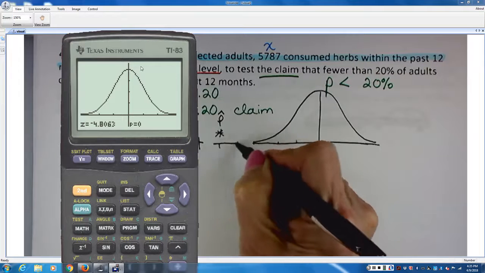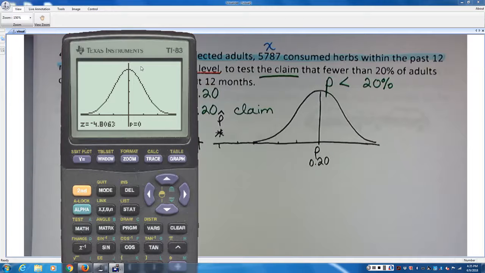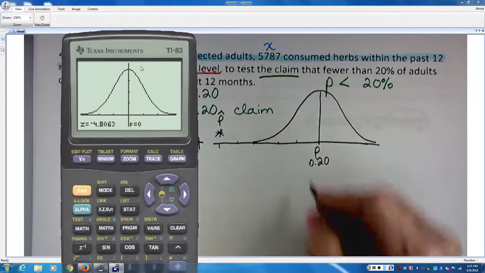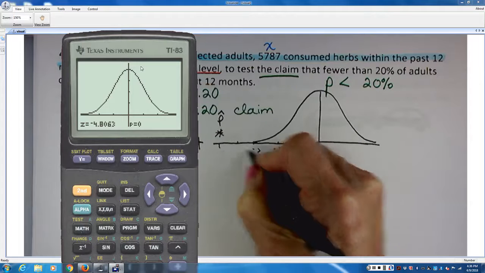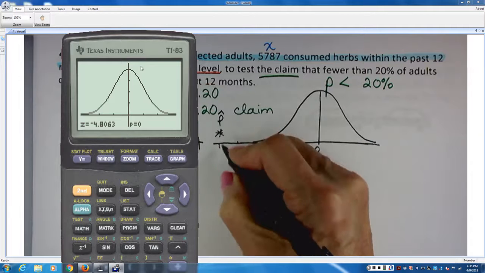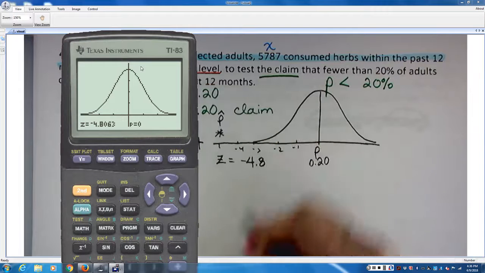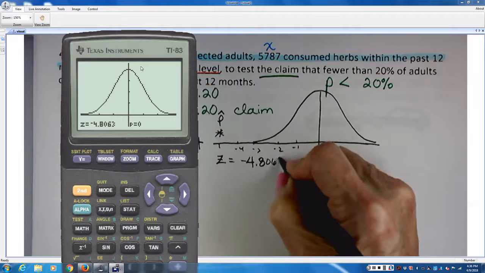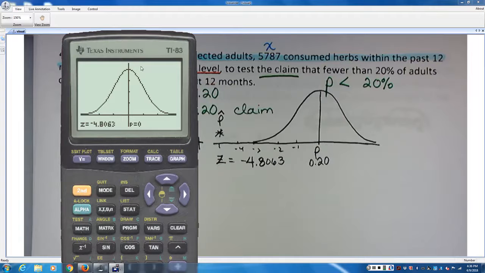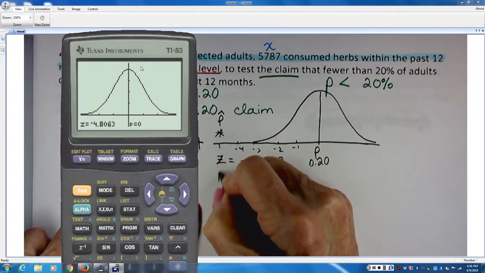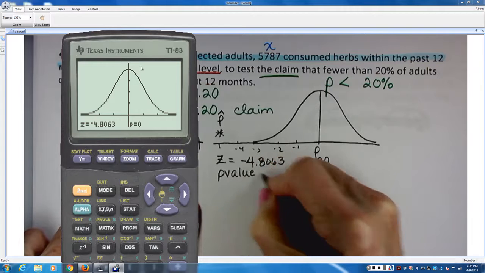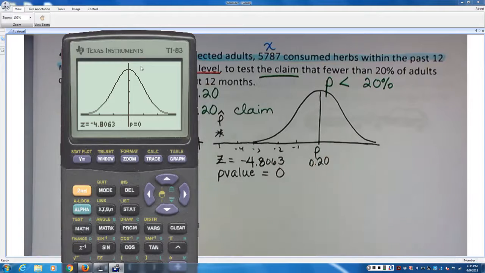And the reason we know the p-hat's about all the way down there is this is -1, -2, -3, -4, and this would be pretty close to -5. It's z equals -4.8063. And that's why it tells us the p-value is equal to 0, because the p-value is so small that if we rounded it off to 4 decimal places, it would actually be 0. So we have a 0 p-value.